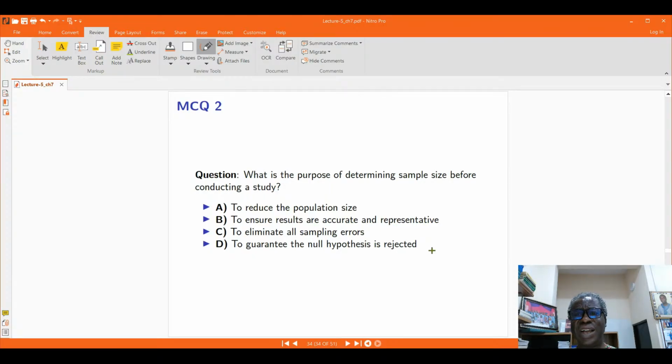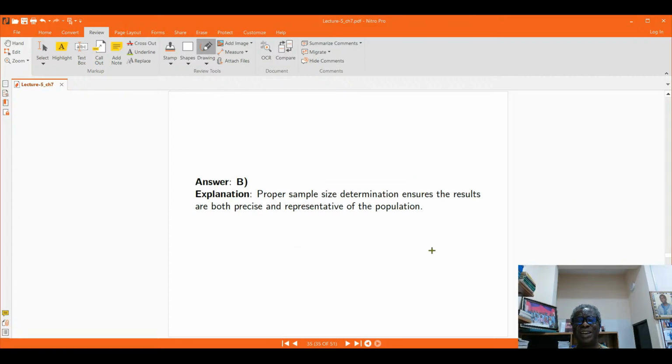Why do you have to decide the sample size before you conduct a study? Is it to reduce the population size? Obviously, no. Is it to ensure results are accurate and representative? Yes. Is it to eliminate all sampling errors? No. Is it to guarantee the null hypothesis is rejected? No. So the correct answer is to ensure that the results are both precise and representative of the population.